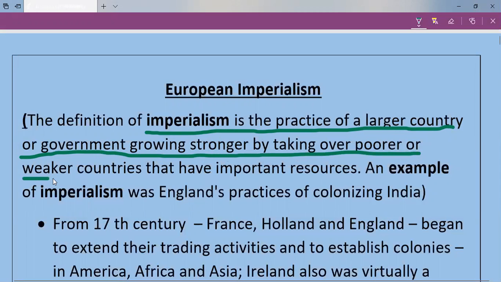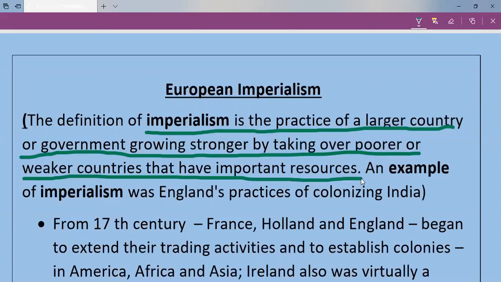It is a very powerful country, very wealthy country. If they are going into another country and taking control of that country politically, economically, if a stronger, wealthy country is taking over a weaker, poorer country, bringing it under its control politically, economically, socially, controlling the laws, the regulations, the government, that is what we call imperialism.